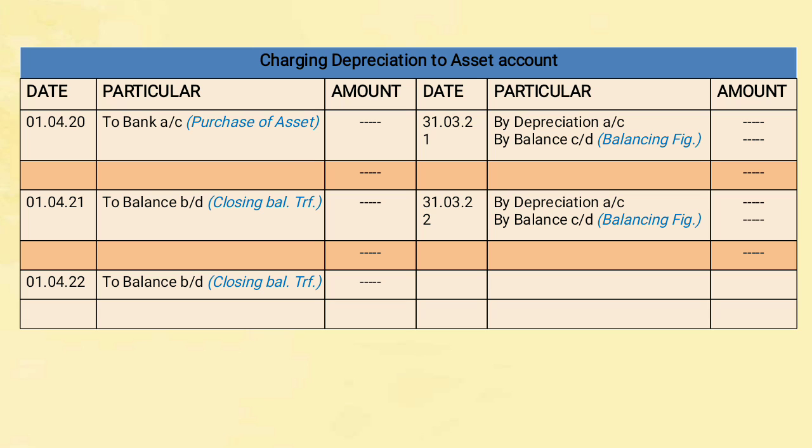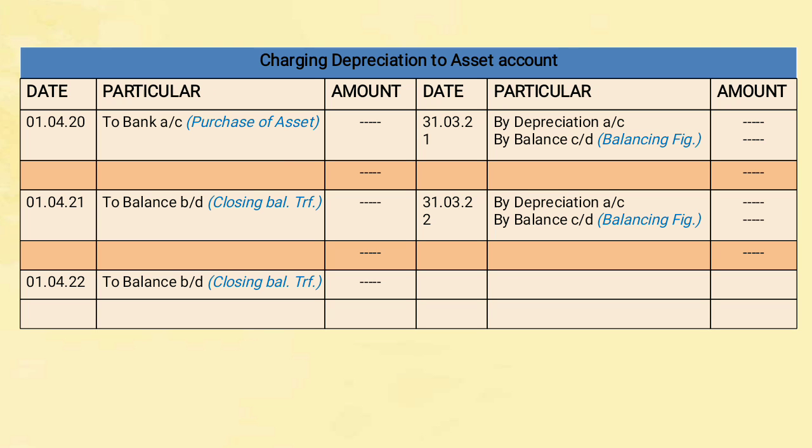Because you know the total of the debit side and the total of the credit side of the ledger should be equal, for this we need to calculate this balancing figure, and this balancing figure we have to transfer here as opening balance. So on 1st April 2021 we will write to balance brought down, that is the closing balance of the previous year, and here we note down the amount.